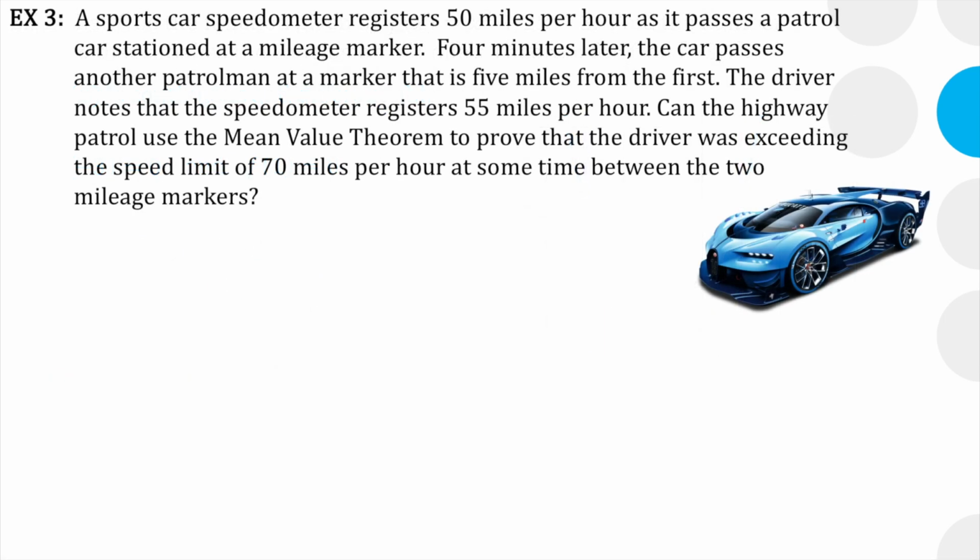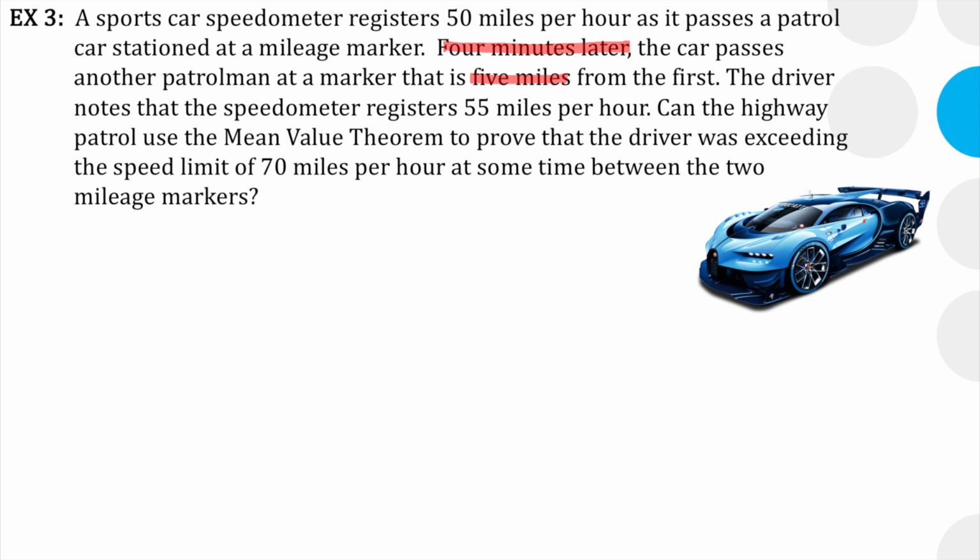A sports car speedometer registers 50 miles per hour as it passes a patrol car stationed at a mileage marker. 4 minutes later, the car passes another patrolman at a marker that's 5 miles from the first. The driver notes that the speedometer registers 55 miles an hour. Can the highway patrol use the mean value theorem to prove that the driver was exceeding the speed limit of 70 miles per hour sometime between those two mileage markers?